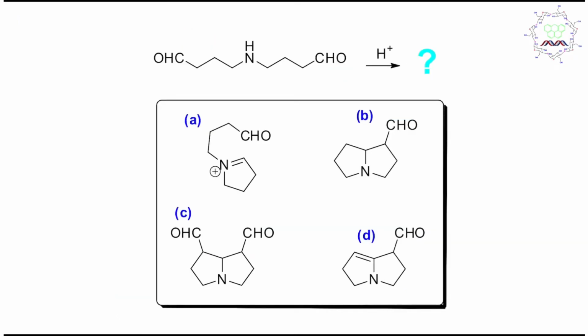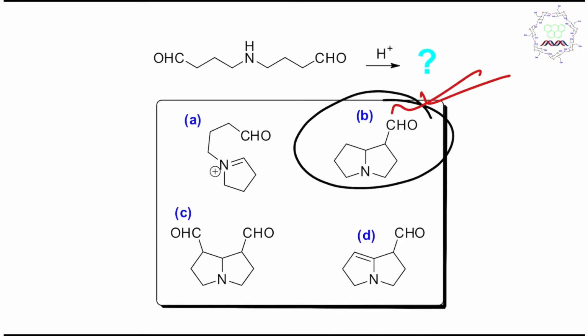Now what is the answer? Bicyclo, 5-member 2 ring and 1 aldehyde. So option B is the right answer. Now if this question appears in your exam, how can you solve it in less than 30 seconds?